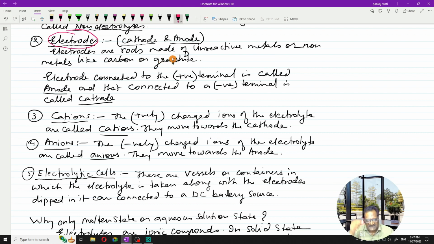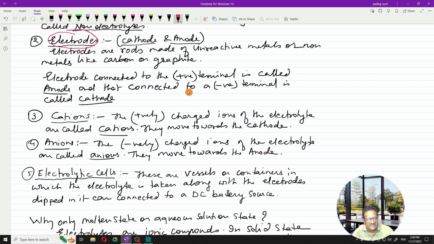These rods are inserted into the molten electrolyte, and they are made up of some unreactive metal, metals which are not taking part or not reacting with the ions of the electrolyte. So it should be an unreactive metal, or it should be a non-metal like carbon or graphite. So those are electrodes, and there are two types of electrodes, anode and cathode.